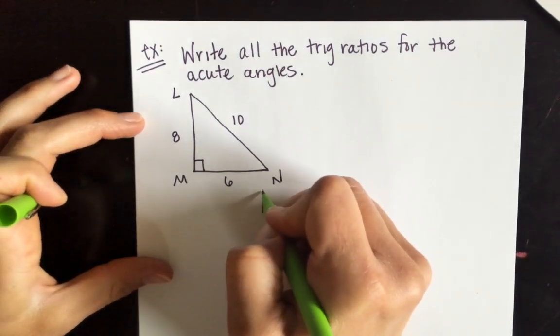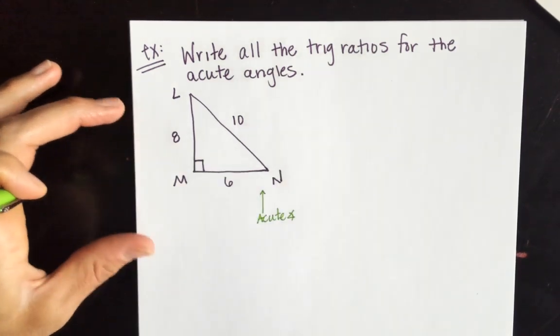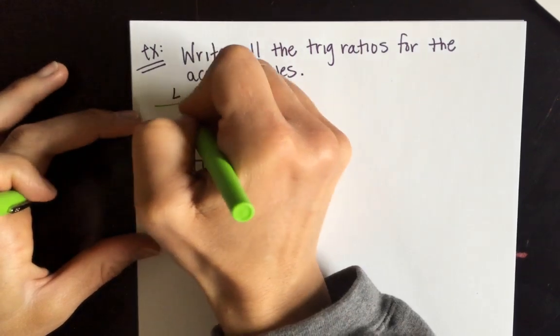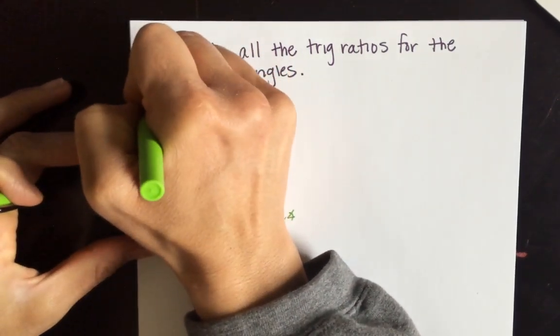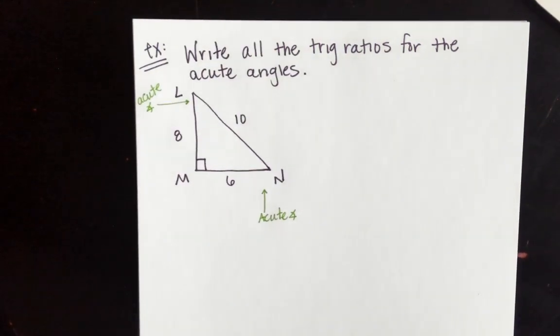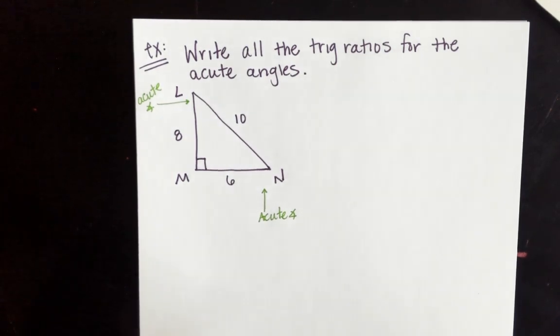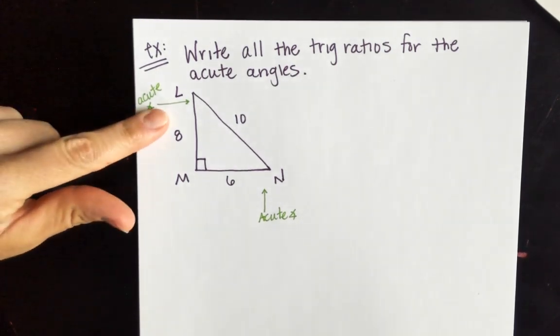that we know that angle N has to be acute and angle L has to be acute because in a right triangle, only one is a 90-degree angle, the other two have to be acute. Doesn't matter what their measure is. So the first thing I'm going to do is write the trig functions for angle L.